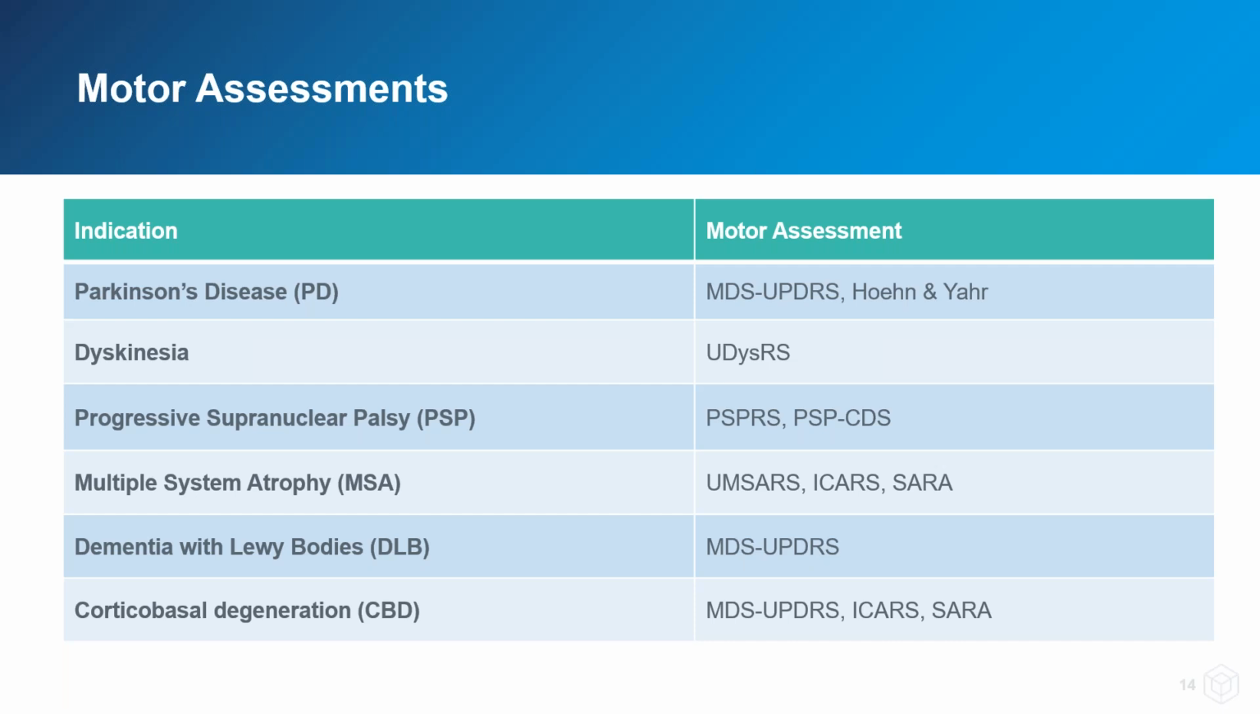Next slide, please. Just to acknowledge, thanks in many regards to the hard work of the MDS, the Movement Disorder Society, and the Parkinson's community in terms of scale development. There are well-established and well-researched measures available for motor assessment, sort of traditional motor assessments like the MDS-UPDRS, the Unified Dyskinesia Rating Scale, the PSP Rating Scale, et cetera. And there are others, but these are the most common and will likely be used depending on the indication that you're focused on.